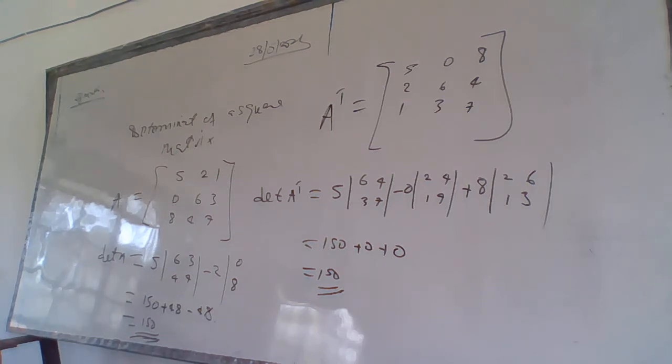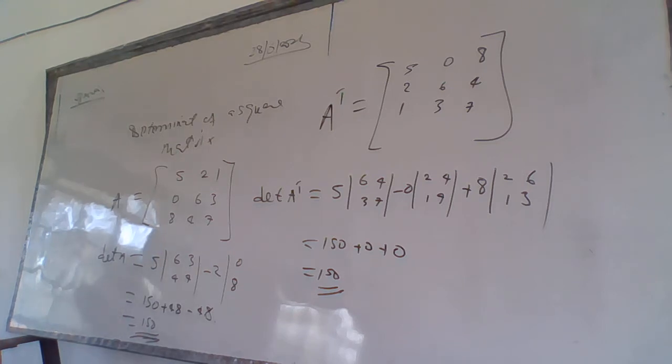So you can say that the determinant of a square matrix has the same value as the determinant of the transposed matrix.